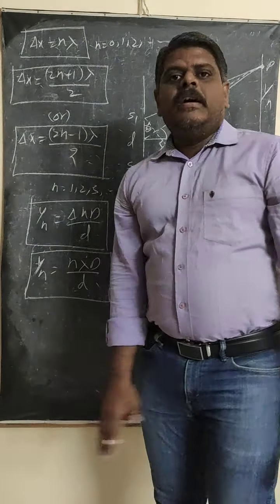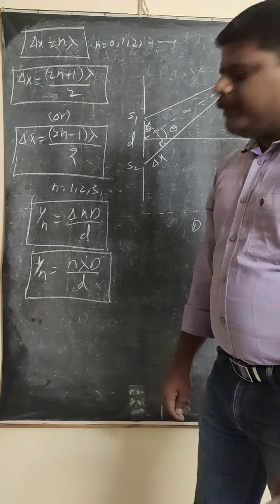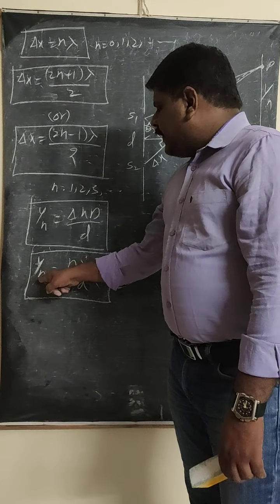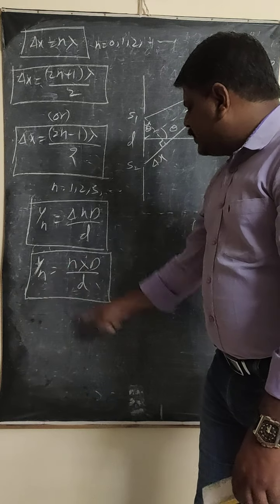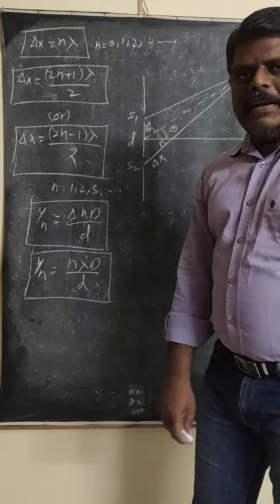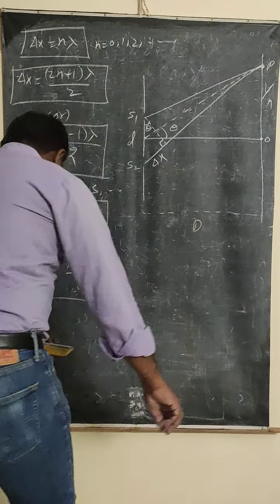All the formulas are important for solving problems, for competitive exams also. The distance of the nth bright band, yn, is equal to n lambda into capital D by small d. Now, the distance of the nth dark band.